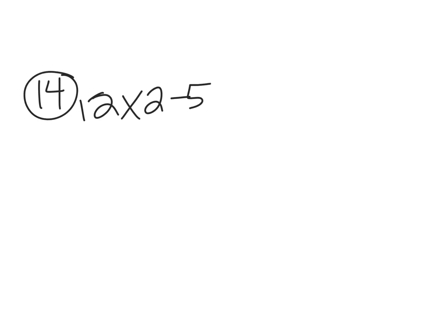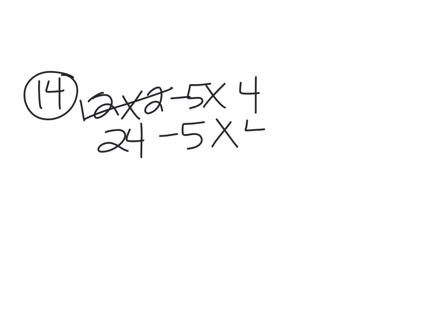Okay, now I'm going to take a look at number 14. 14 is 12 times 2, and I'm writing this down, minus 5 times 4. Okay, and I'm going to begin by looking, I've got 3 operations, multiply, multiply, and subtract. So I'm going to first multiply the first multiplication that I see, write that answer down, and then I'm going to write the rest of the problem down.